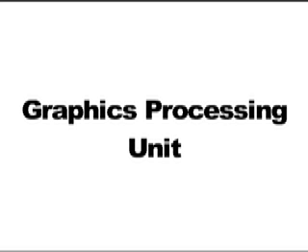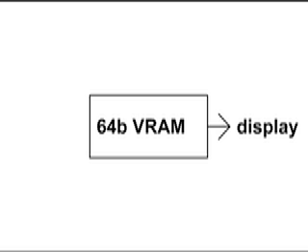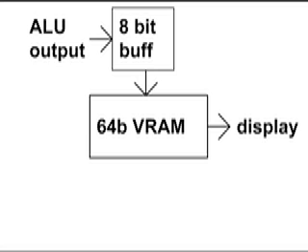Graphics Processing Unit. A 64-bit VRAM chip stores the pixels which are constantly dumped onto the display. The display is an 8x8 array of diodes and can only display one row of pixels at a time. The output of the VRAM is 1 byte wide. Each of the 8 bytes encodes one of the rows on the display. An 8-bit tri-state buffer is used to write data into the VRAM. When data is not being written, the buffer's output is set to high impedance.